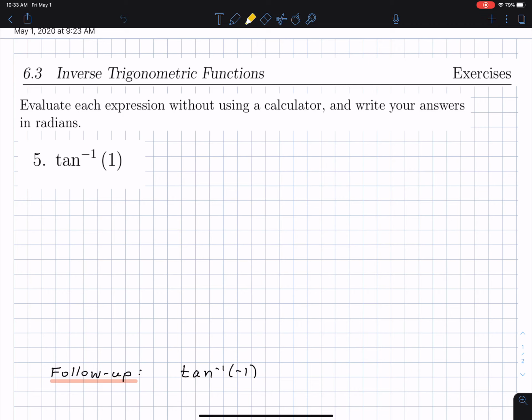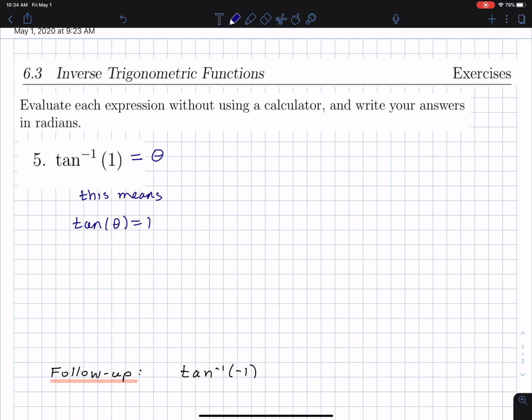Okay, over here we're going to try to find tangent inverse of 1, and I'm going to say the tangent inverse is theta. So the output of an inverse trig function can be thought of as an angle. And this is the same thing as, this means tangent theta is equal to 1.